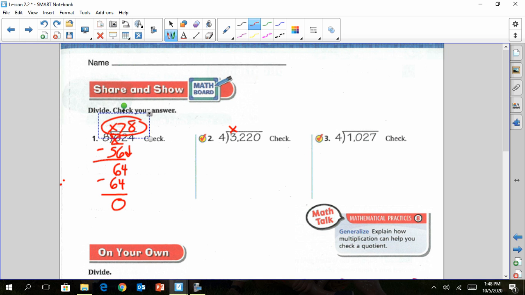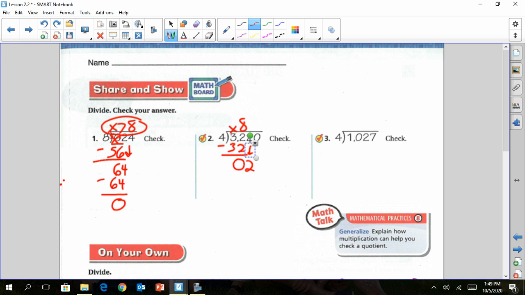Now we look at it as 32. 4 goes into 32 8 times. 4 times 8 is 32. We go ahead and subtract, and we get 0. We bring the next number down, which is a 2, and we start over.